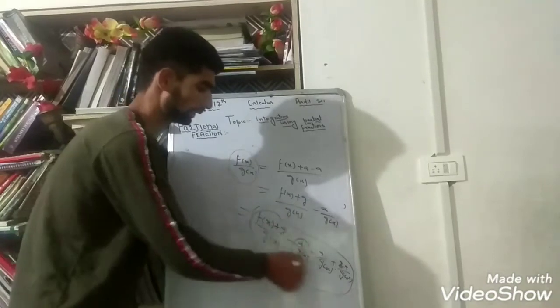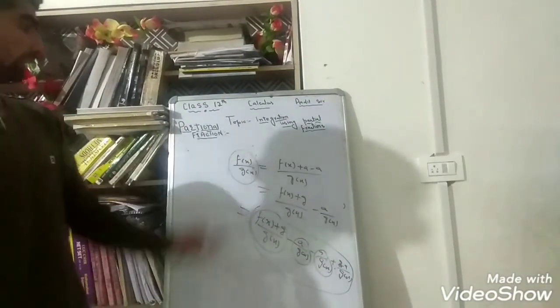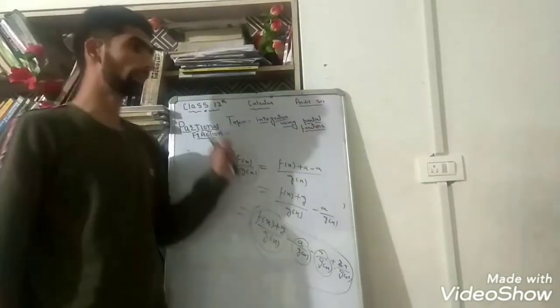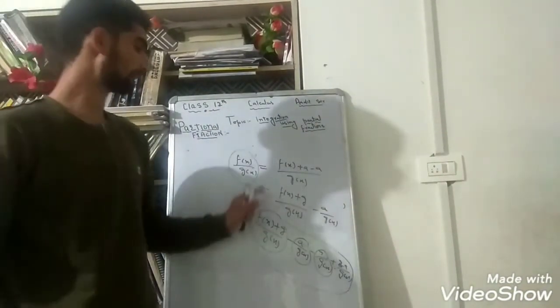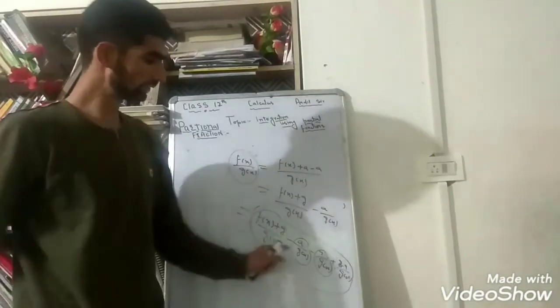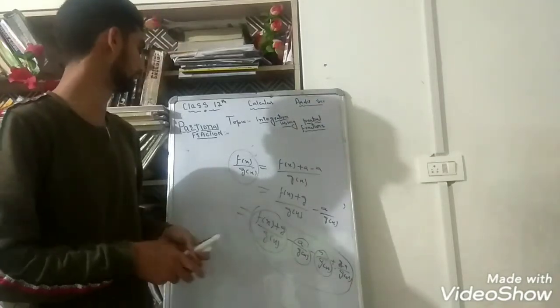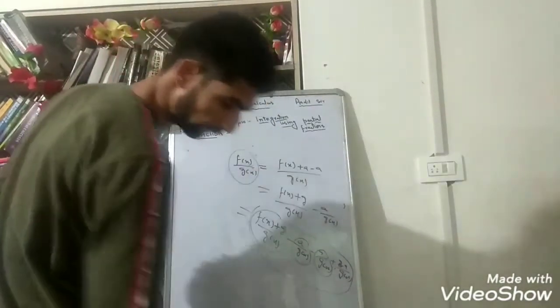These fractions are called partial fractions. So every proper fraction we can express as a sum of rational fractions, and each rational fraction is called a partial fraction. We'll write its definition.